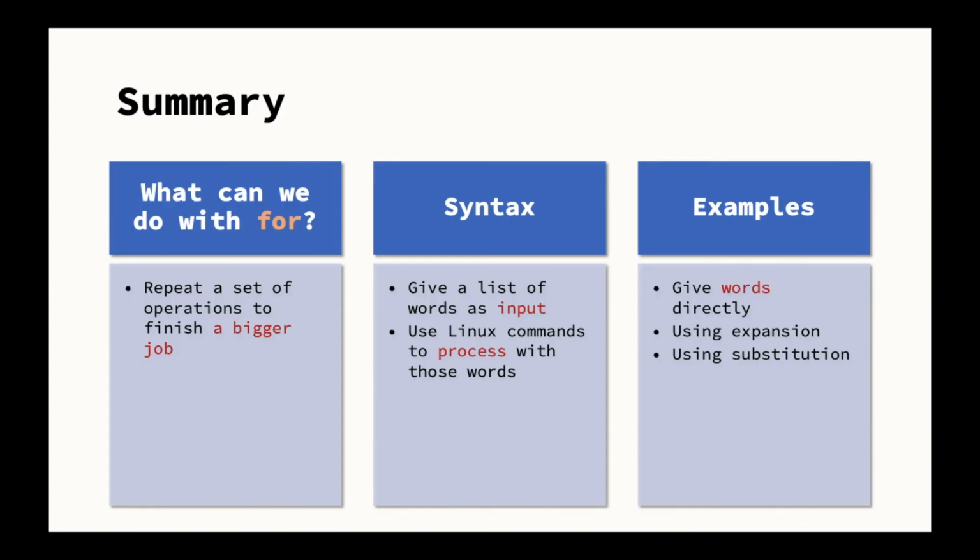So let's review what we have learned today. We now know a for loop is a tool to repeat a set of operations to finish a bigger job. And it has 2 key elements when creating a for loop. The first one is giving a list of words as input. The second one is using commands to process those words. And we saw some real examples of for loops. There are 3 common ways to give words: giving words directly, using expansions, and substitution. Hope this can help you have more ideas to create your own loops.